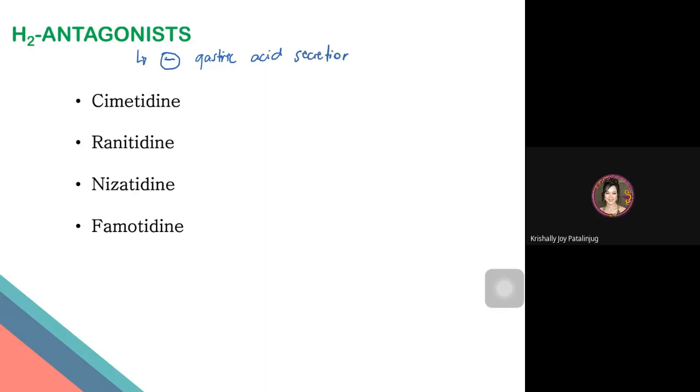Okay. So again, we have the following H2 blockers: cimetidine, ranitidine, nizatidine, and famotidine. Among the 4, the most potent is famotidine. Cimetidine is the least potent one. Ranitidine, ito naman, marketed ni siya under the brand name Zantac.